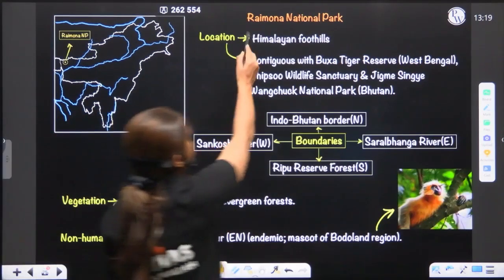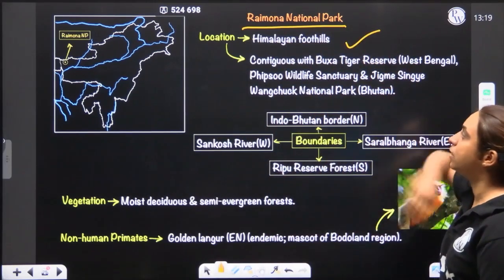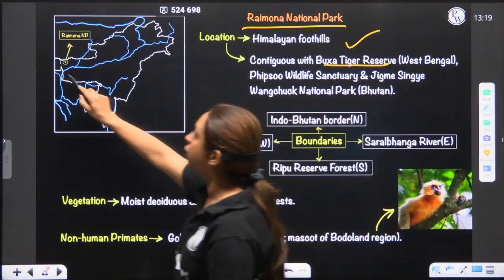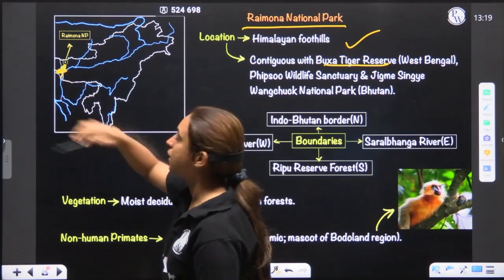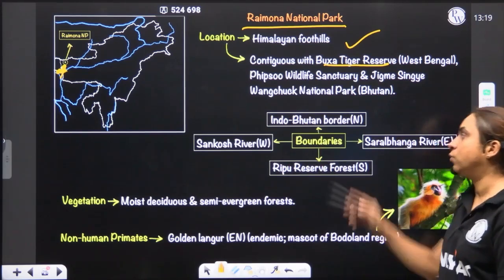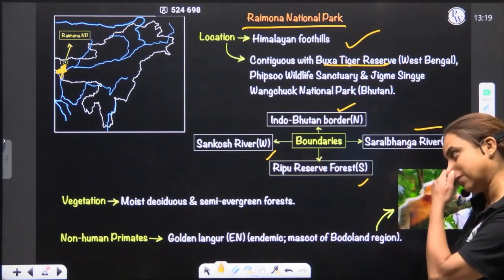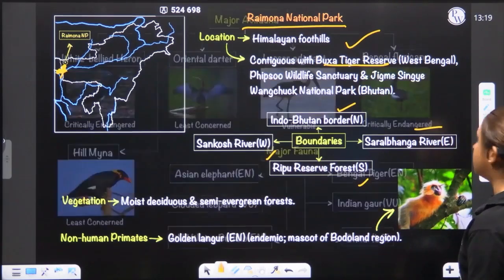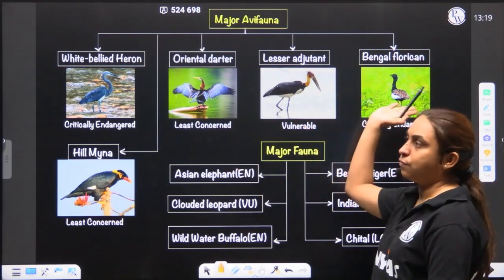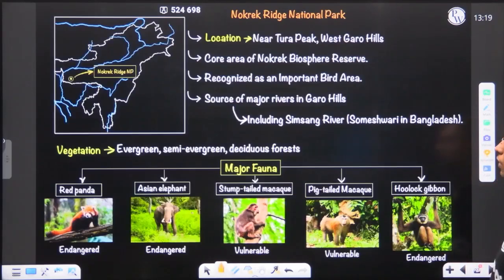Then you also have Raimona National Park. Raimona National Park is located at the foothills of the Himalayas. It is contiguous to Buxa Tiger Reserve. So in Bengal, you have Buxa Tiger Reserve, and contiguous to it is Raimona National Park. On one side you have the India-Bhutan border. On one side you have other rivers and the forest. The vegetation and the fauna are nearly the same. We have a lot of birds, you have adjutant, Bengal pelican, spot-billed heron, myna, elephants, tigers, clouded leopards, etc.